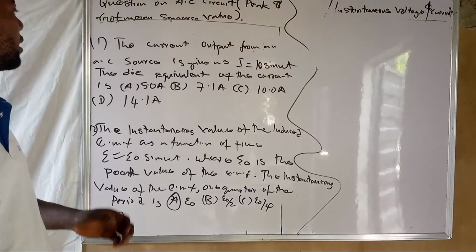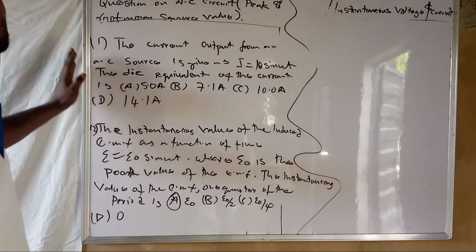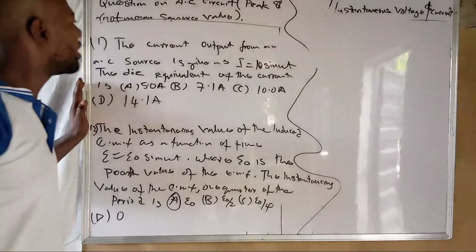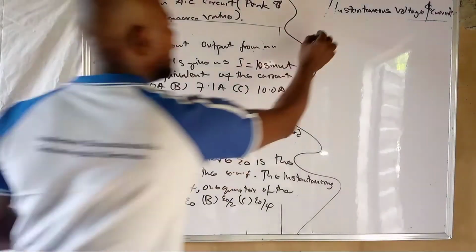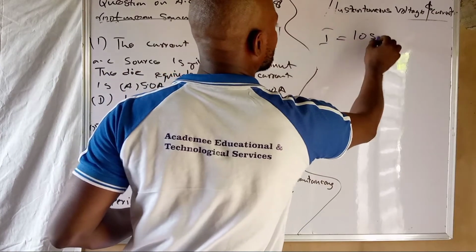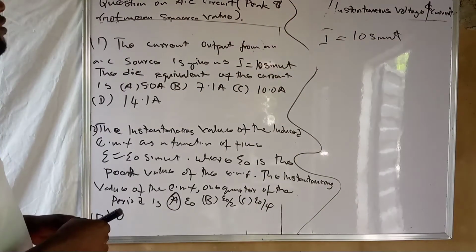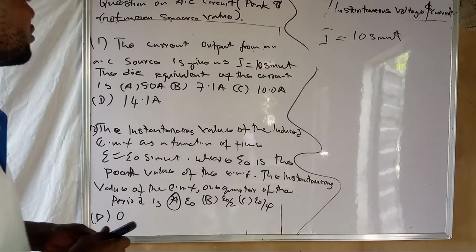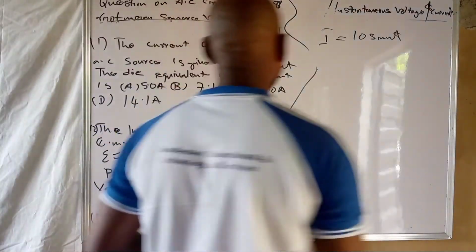Thank you. Let us consider some questions under instantaneous voltage and current. Question number 1. The current output of an AC source is given by I equals 10 sine omega t. The DC equivalent of the current is given by option A, 5.0 ampere; B, 7.1 ampere; C, 10.0 ampere; and D, 14.1 ampere.